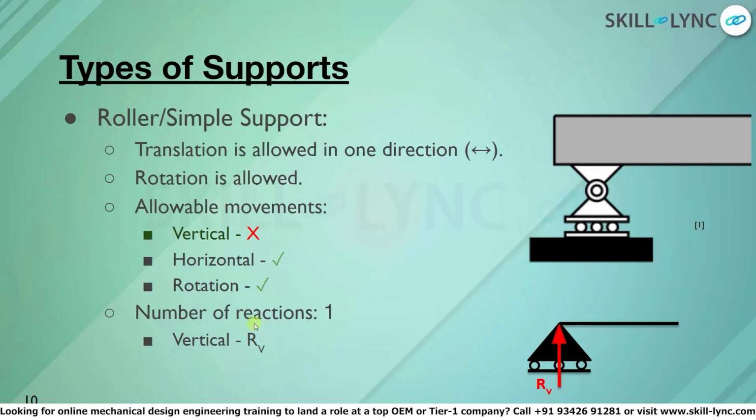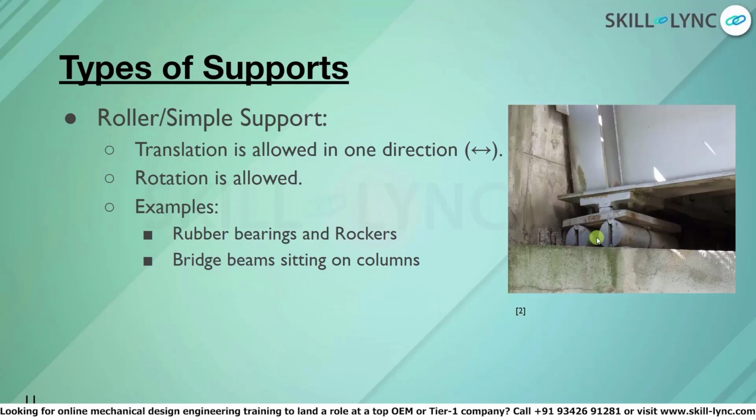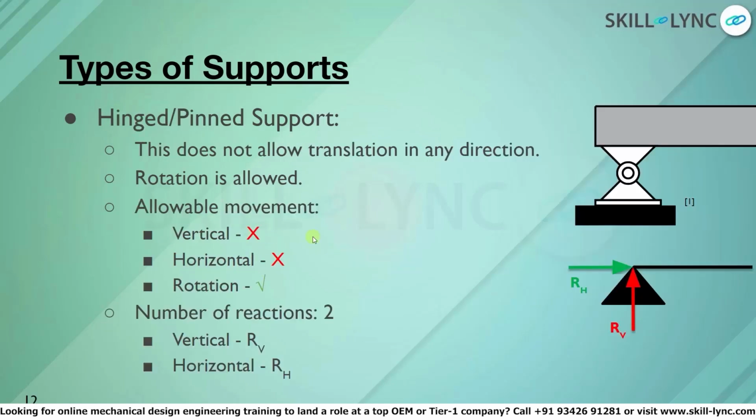Also, horizontal and rotational reactions are 0. Roller supports are commonly depicted as shown in the figure. Some examples of roller supports are rubber bearings, rockers, etc. The next type of support is a pin support.